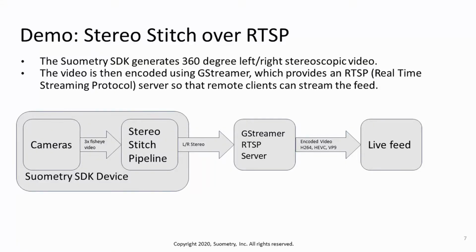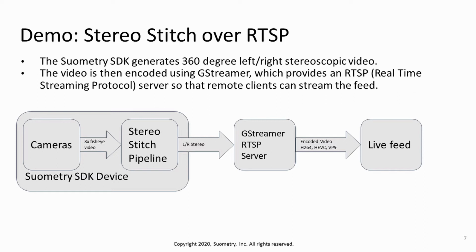So, how did we achieve this? The first thing the program does is set up something called a Suometry SDK device. The device consists of a selection of video sources and a pipeline to merge them together. In this application, we chose a pipeline that performs stereo stitching.